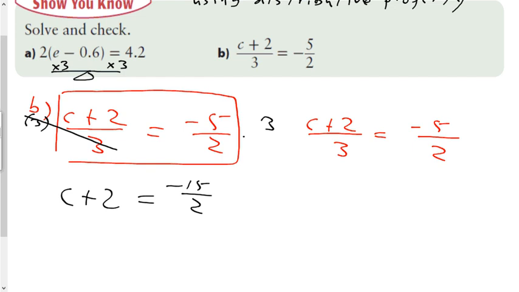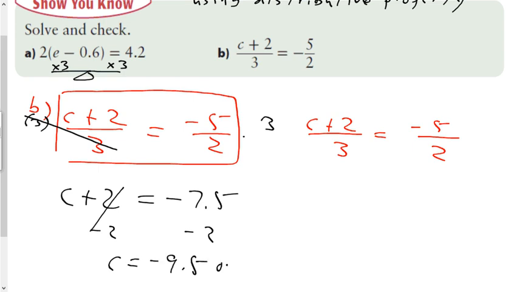Now, some people are going to realize that negative 15 over 2 can be made into a decimal, right? Since there are no fractions left except for that one, let's keep negative 15 over 2 as a decimal. What's that going to be? Negative 7.5. And look how easy this question suddenly became, right? By simply multiplying both sides by 3, I ended up with this, in which case I'm going to subtract 2 from both sides, and C will equal negative 9.5. Okay? And that's what ended up happening when we tripled both sides.